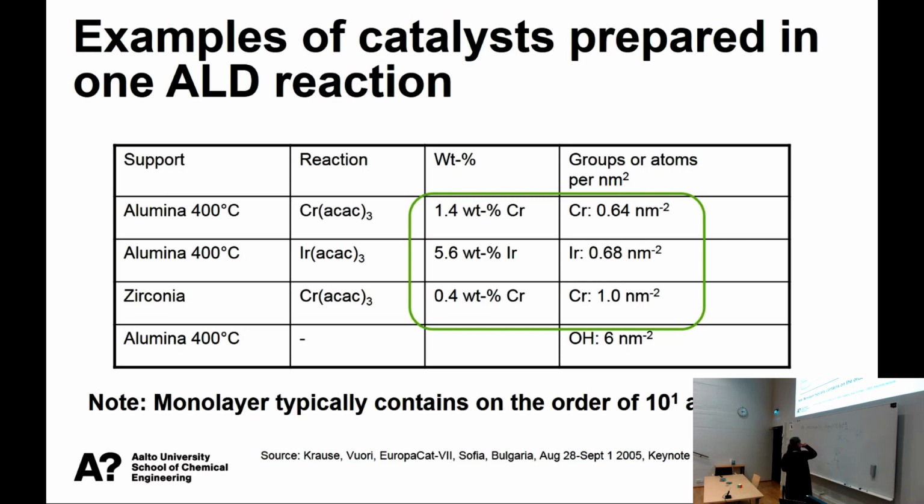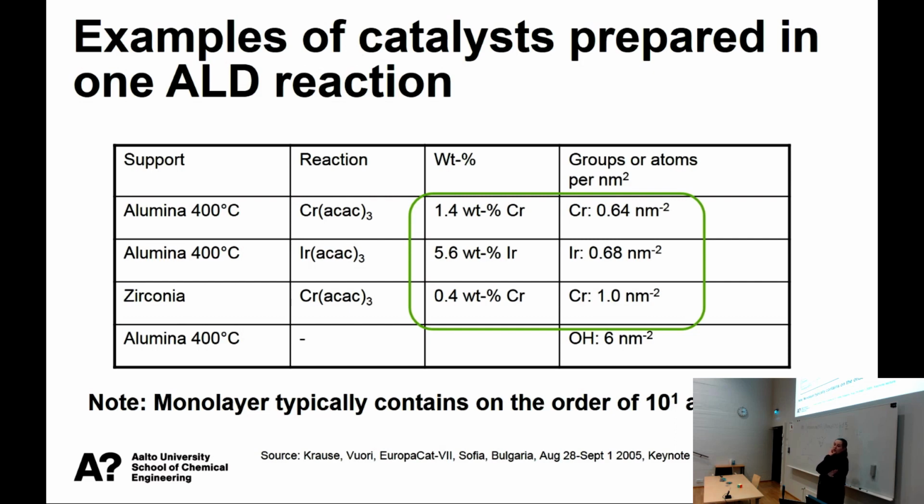And this is, I hope I am able to draw this correctly, acetylacetonate. I think that it's a ligand like this, and here you have the metal. Those are carbons. So not a small one, but anyway the same in all cases. And depending on the support and the metal, you get 0.4 to 5.6 weight percents. Big differences.